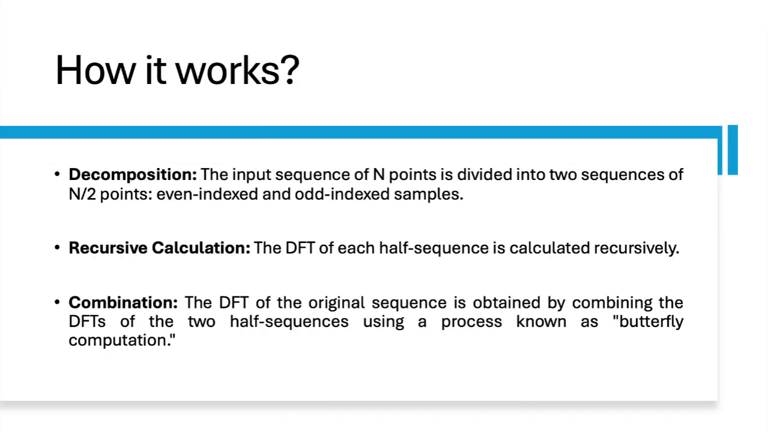In the Fast Fourier Transform process, the decomposition stage involves dividing the input sequence of n points into two sequences of n over 2 points, comprising even-indexed and odd-indexed samples. Following this, a recursive calculation is performed to compute the discrete Fourier transform of each half sequence. Finally, the DFT of the original sequence is derived by combining the DFTs of these two half sequences through a method known as butterfly computation, which efficiently merges the results to produce the final frequency spectrum.